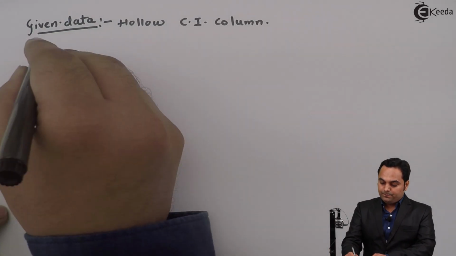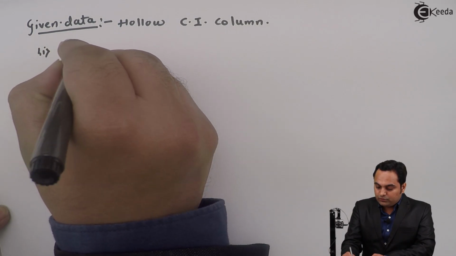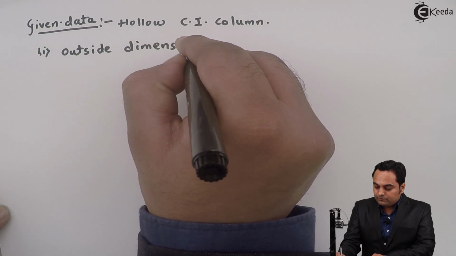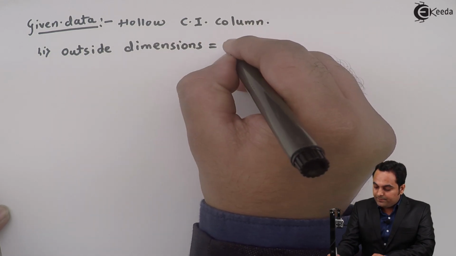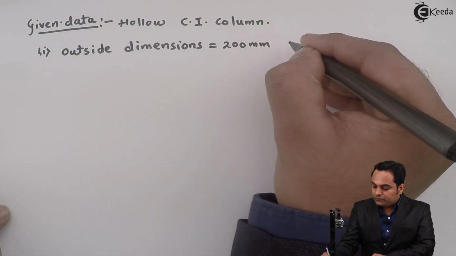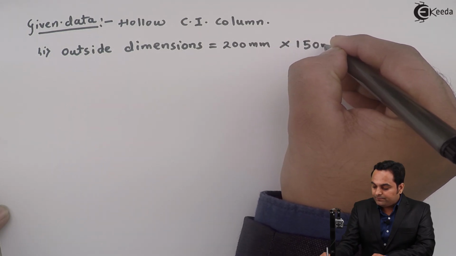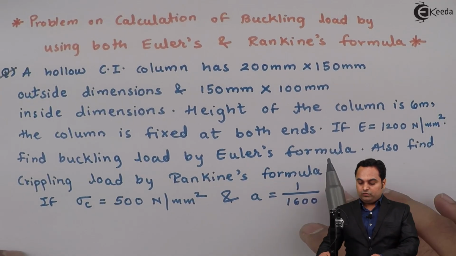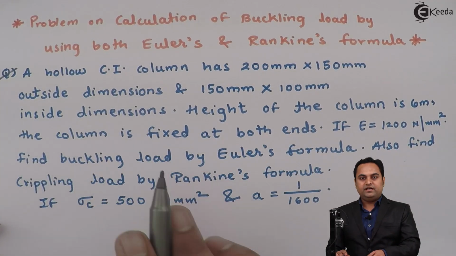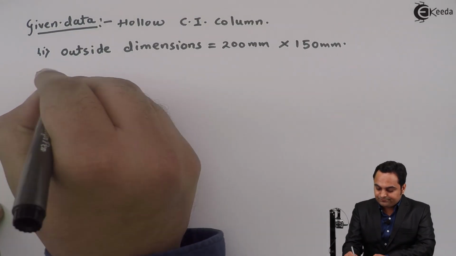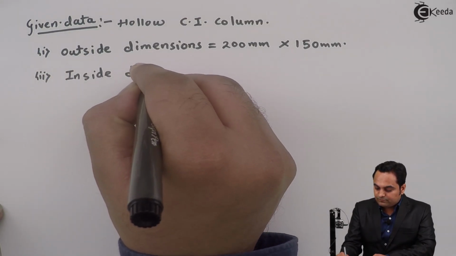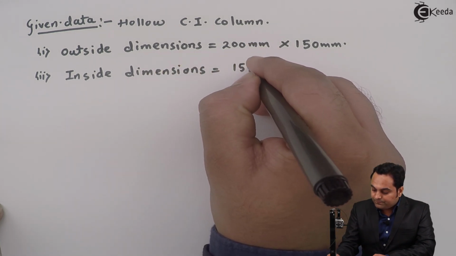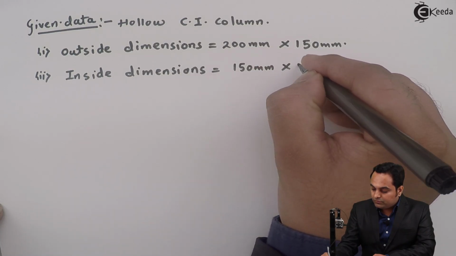So I'll write down outside dimensions as 200 mm into 150 mm. Next, and 150 mm into 100 mm inside dimensions. Inside dimensions are 150 into 100.